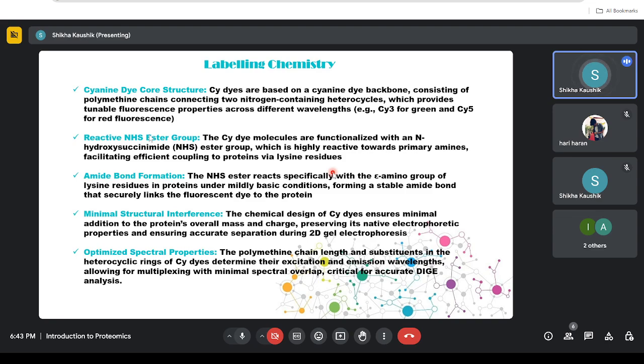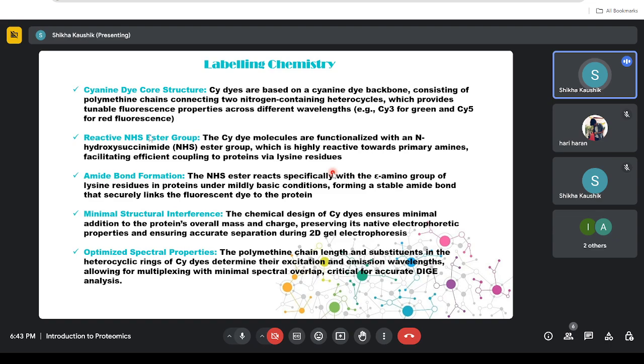residue, and as you are using a minimal labeling, it will not affect the overall mobility, charge, or mass of the protein. So basically it's preserving its native electrophoretic properties and ensuring there is an accurate separation during gel electrophoresis.